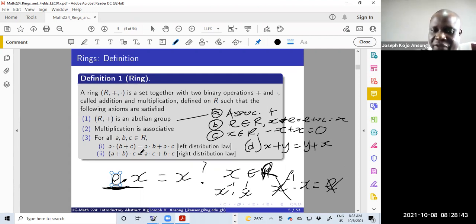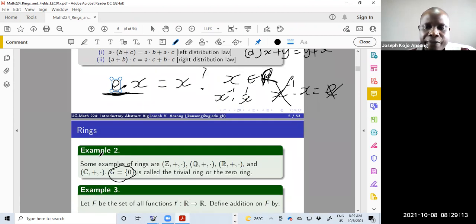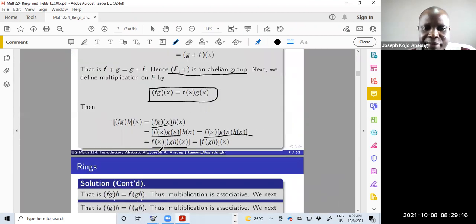So this definition does not say anything about having a multiplicative identity and a multiplicative inverse. Okay, good. So keep that in mind. That is very important. You need these things with addition, but not with multiplication. So you should be mindful of that.